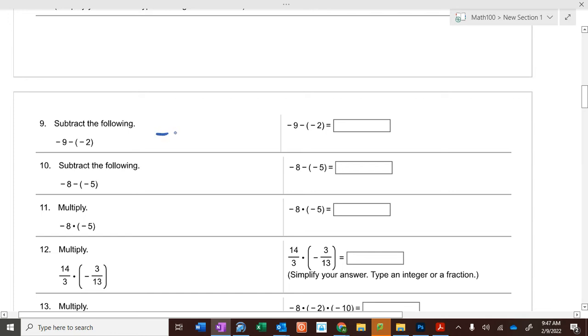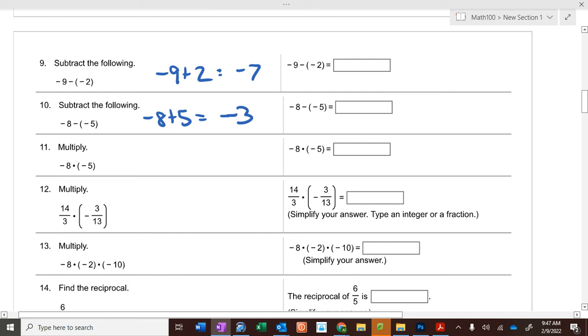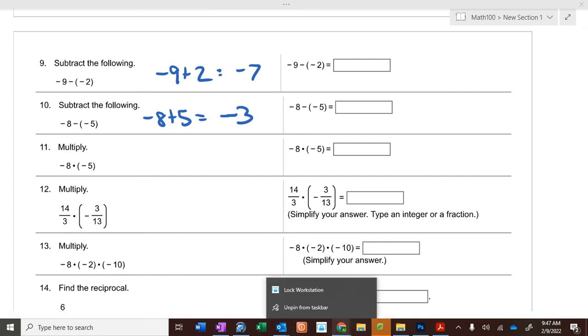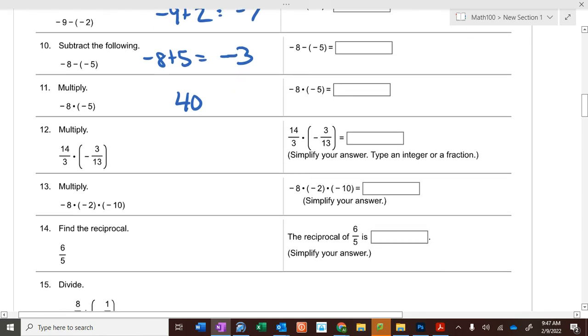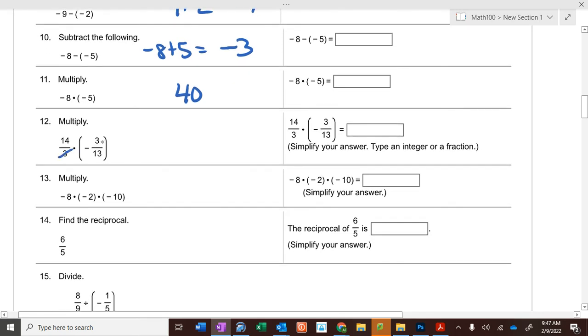-9 minus -2 is -9 plus 2, which is -7. -8 minus a -5 is -8 plus 5, which is -3. -8 times a -5 is a +40. When you multiply fractions, cancel what you can, and this is -14 over 13.